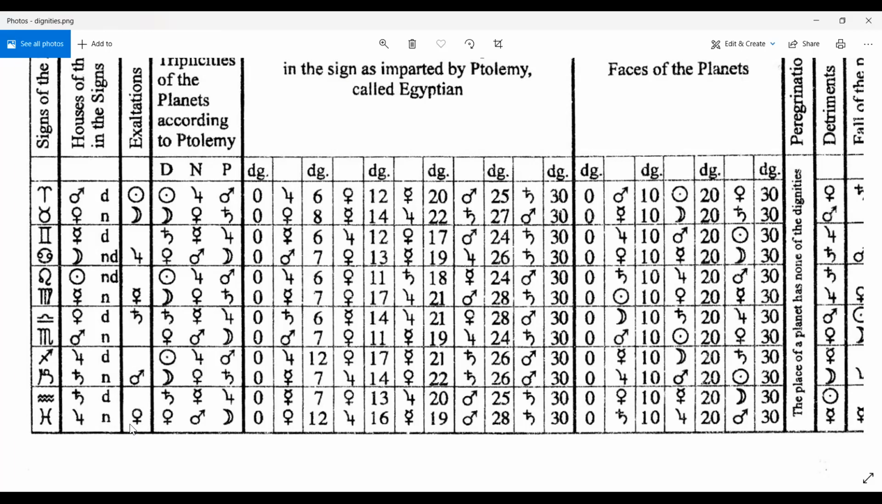So Venus gets 4 points, plus 3 points if it's daytime, plus 2 points. That's what, 9 points. That's it. She gets 9 points. This is a very, very strong Venus. That's basically what this is all about.